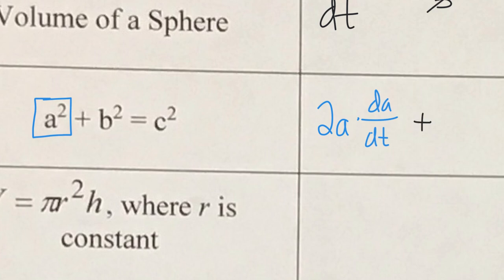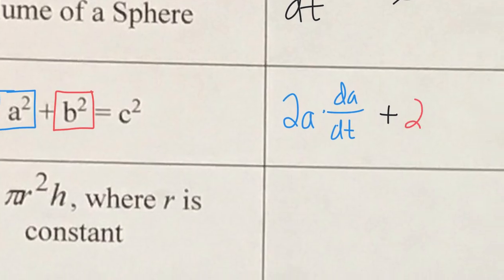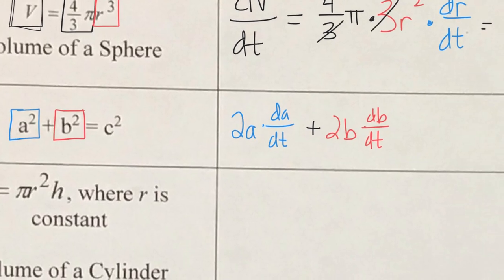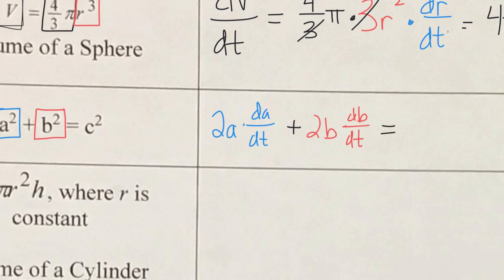Plus, now we move over to the b term. b squared. The derivative of b squared is 2b times the derivative with respect to time. Very good. And now we have our third one, our c variable. So the derivative of c squared is 2c, and then we multiply it by the derivative with respect to time. Okay, so all 3 of these things have a rate in them. All 3 sides. So if all 3 sides are changing, then we have all 3 different rates.